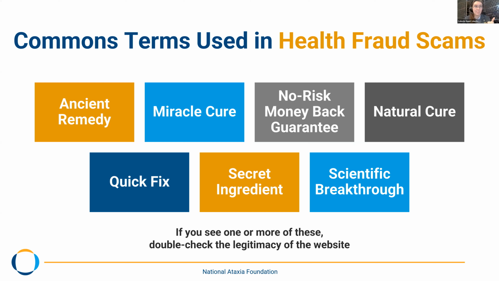So things like ancient remedy, miracle cure, again, no risk money back guarantee, natural cure, quick fix, secret ingredient, scientific breakthrough. These aren't just specific to ataxias, they're used across multiple different kinds of health fraud scams.